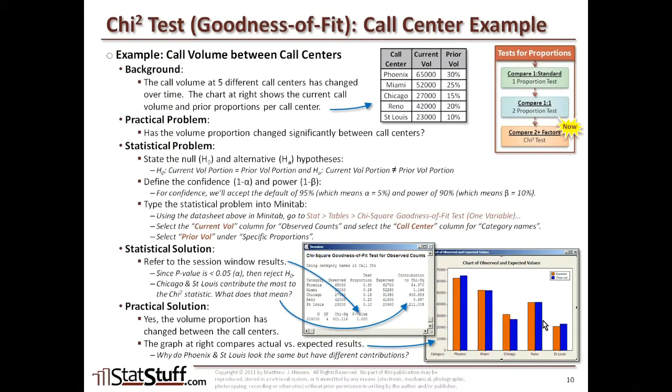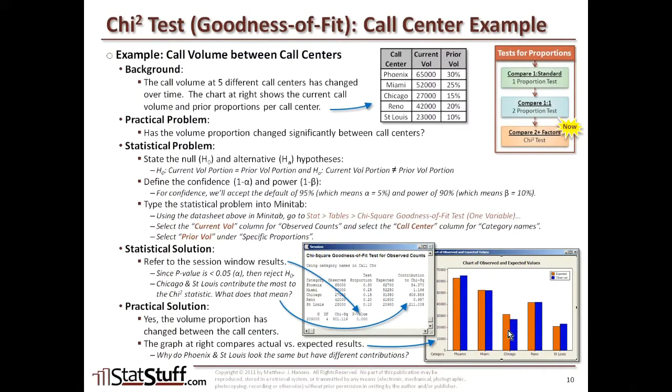Now, according to this, it doesn't look like it's very huge, but you'll notice Miami looks very similar. Reno looks very similar. But most of the difference that we're seeing is this gap for Chicago and the gap for St. Louis, where they have the largest difference between them. There also seems to be a similar gap for Phoenix, but because the volume is so high, it seems to be showing that it didn't make that big of a difference.